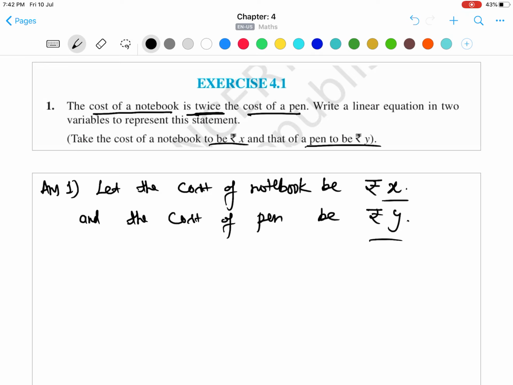Okay, we have assumed the cost of notebook as x and the cost of pen as y. So what we are asked to do here is we have to write a linear equation in two variable to represent this statement. So this statement says the cost of the notebook is twice the cost of pen. So whatever the cost of pen, the double of that will be equal to the cost of notebook. So we have this according to the question.